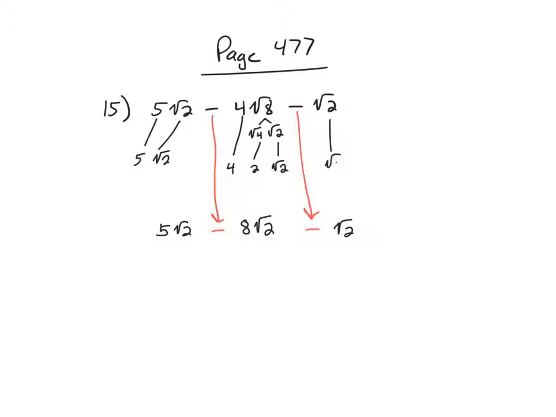Now, when we have a radical without a number in front, it's always a good idea to put a 1 in front. Because the way this reads is I got 4 radical 2's, I'm going to take away 8 radical 2's and then take another 1 radical 2 away. So for the first part, 5 radical 2 minus 8 radical 2, that's a negative 3 radical 2 minus my 1 radical 2. And negative 3 radical 2 minus 1 radical 2 is negative 4 radical 2.